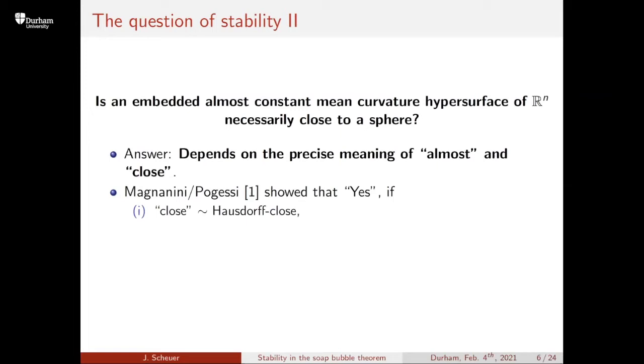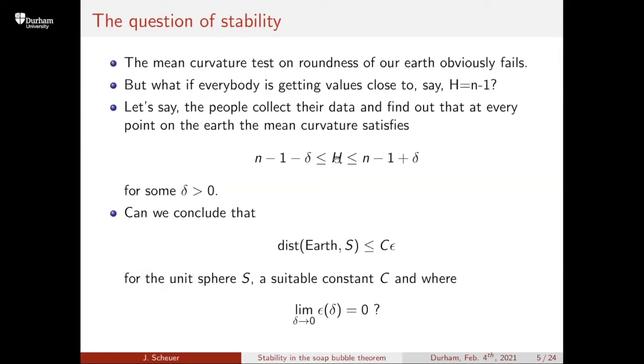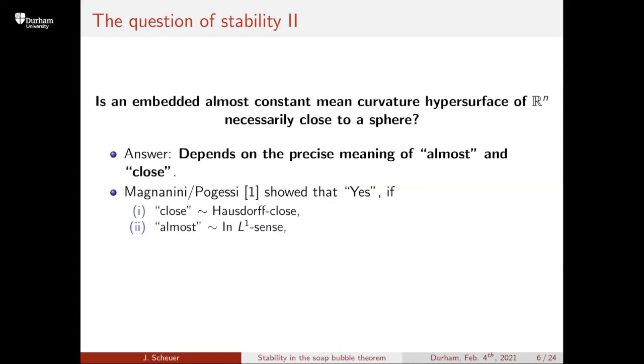So it's basically in C0 distance. And how badly can your mean curvature deviate from a constant? In what topology do we mean that? It is actually in L1, which is much weaker than what I posed here. So here, for simplicity, I've just said, let's say our mean curvature globally ranges between those two values. This is not as necessary as one could imagine. So it would be fine to impose an L1 closeness and still get Hausdorff closeness to a sphere. And I will explain later on where that L1 closeness comes from.